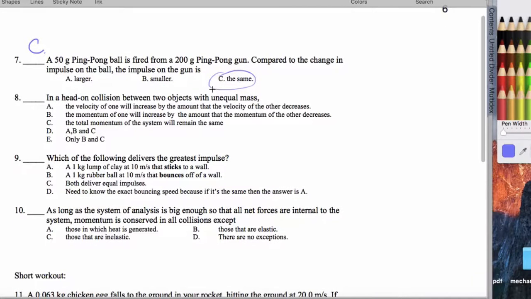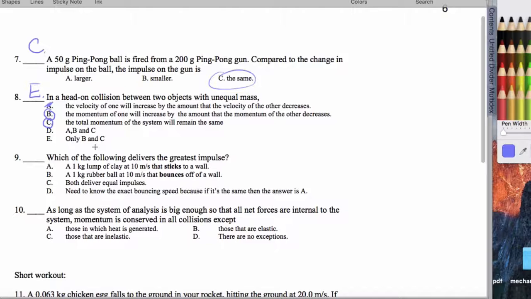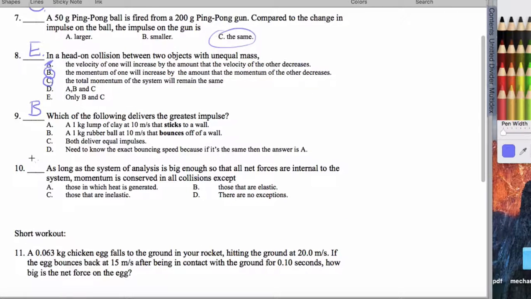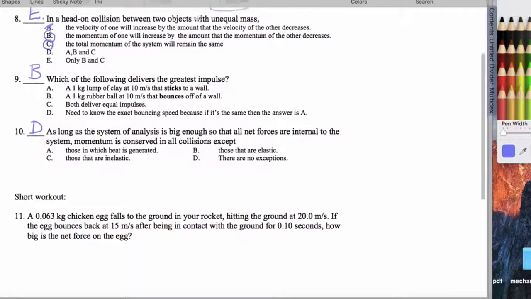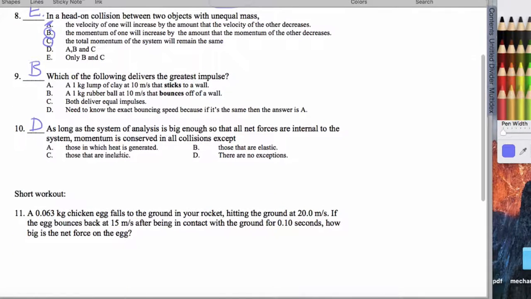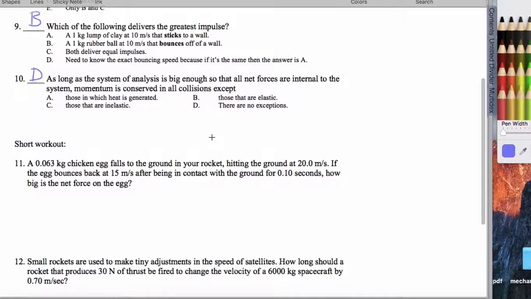Now, in a head-on collision between two objects with unequal mass, it's not that the velocity is the same. The momentum of one will increase by the same amount the momentum of the other decreases. In other words, the change in momentum is equal and opposite. The total momentum of the system will actually remain the same. So choice E is correct. Again, this one I left unchanged. It's the bouncing that gives the greater momentum. And here there are no exceptions to the change in momentum rule. That was something that I put on the practice test. So that's D. Didn't change that one.